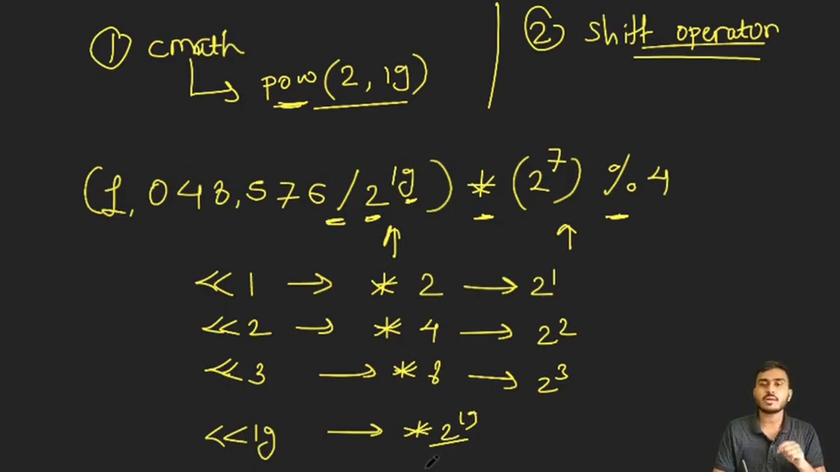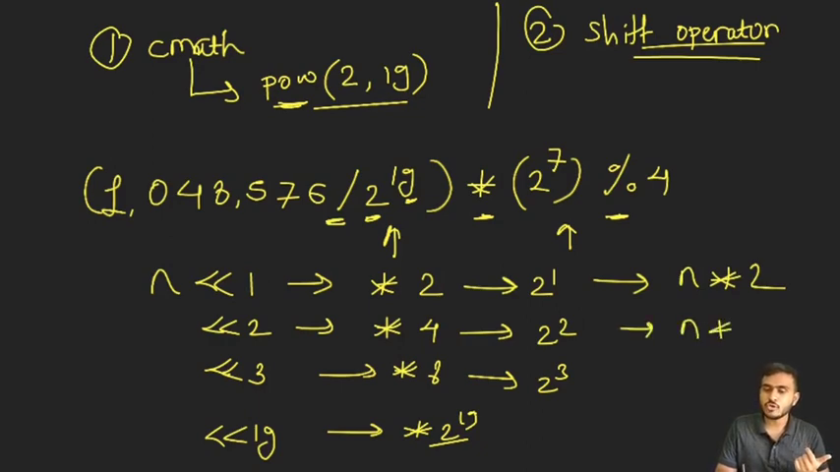This left shift operator is a binary operator, so it takes two operands. The first operand is the actual value which we want to left shift. Let's say this value is n. When you do n left shift 1, this is n into 2. If you do n left shift 2, it is n into 4, because left shift by 2 is equivalent to multiplication by 4, that is n into 2 raised to 2. Based on this fact, observe carefully.